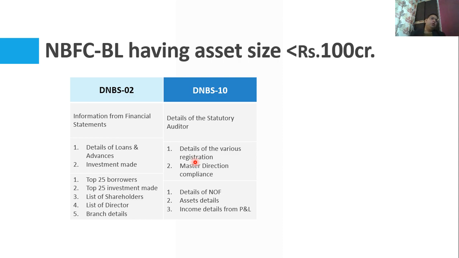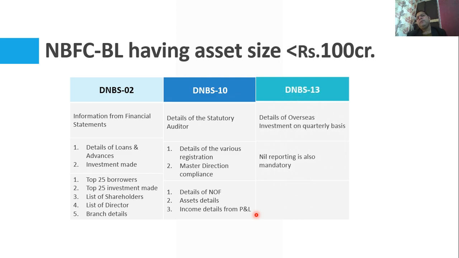Here a lot of people make one mistake, and RBI sends a notification or issues notices. Income from FD you will not select in the financial activity. The income from FD is under non-financial activity. After getting the license from the RBI, if you make an investment in a fixed deposit in any bank, that is considered non-financial activity. So in income from operations, interest on bank FD will be shown under non-financial income in the returns, both in DNBS 2 and in DNBS 10.